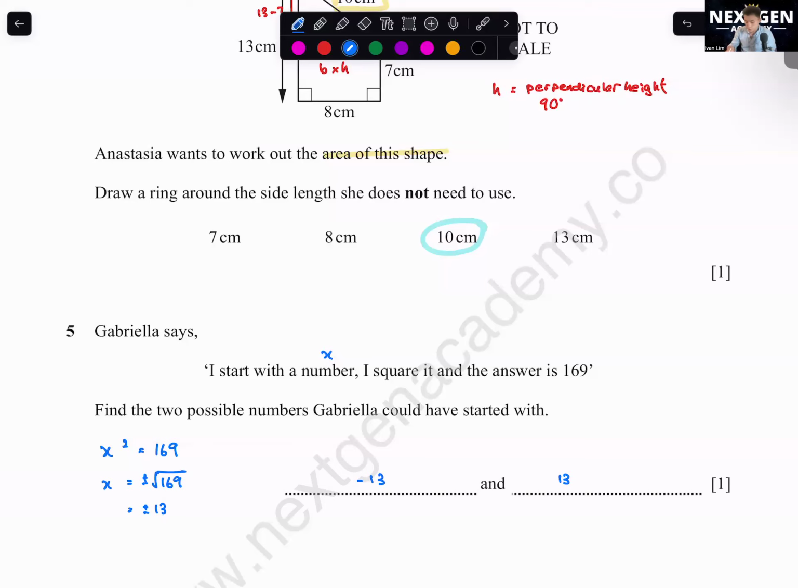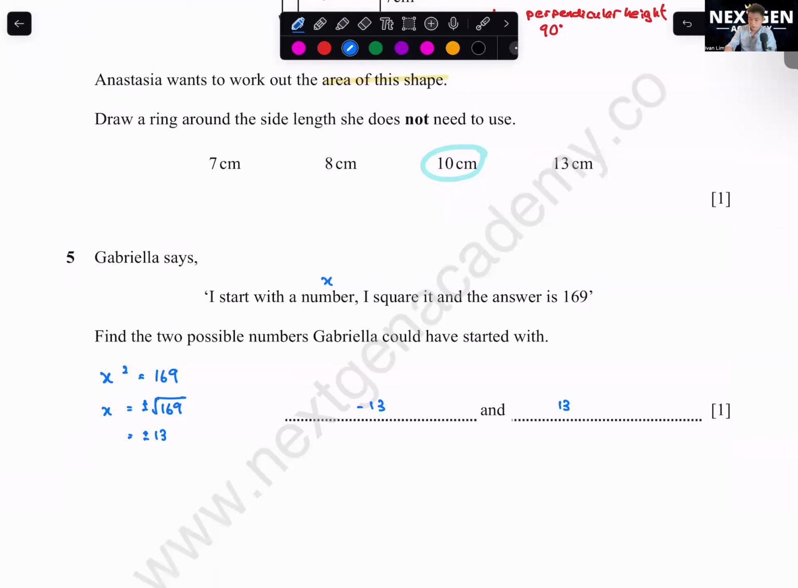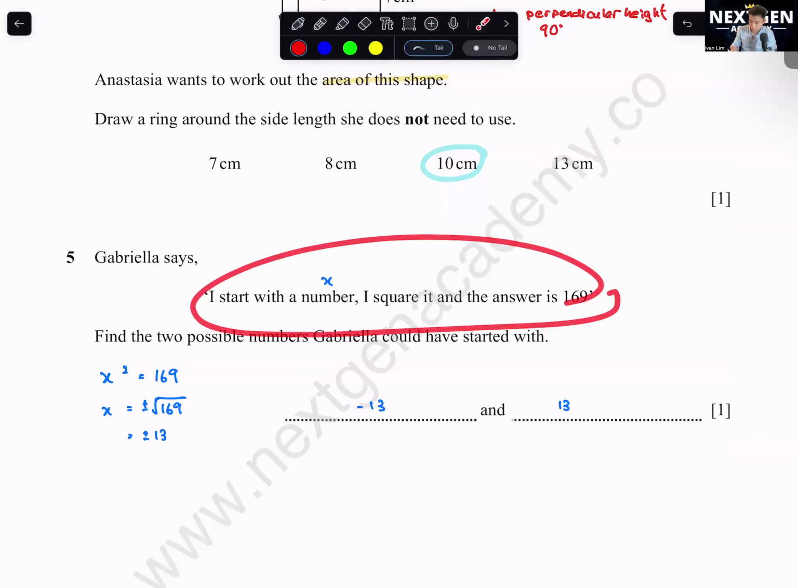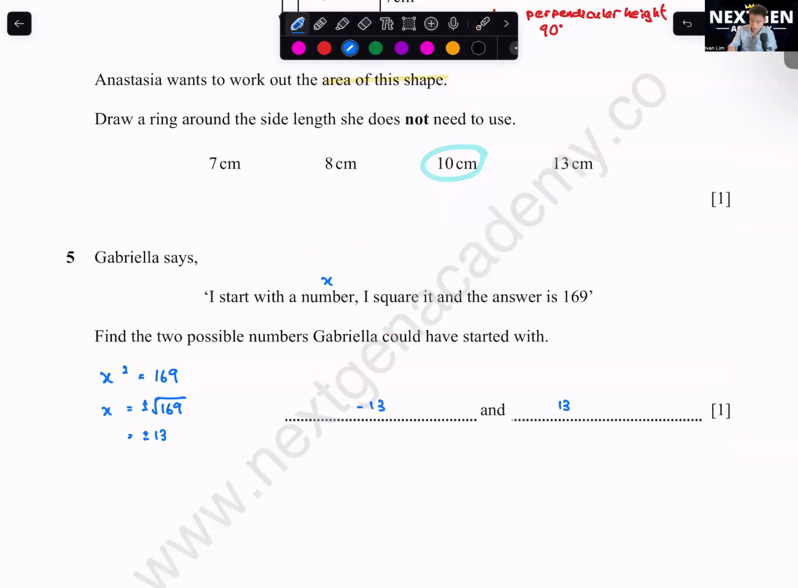Okay, what's the reasoning behind this? Let's do it in this manner. Is it negative 13 and positive 13? So we take it like that. Negative 13 squared, you have to bracket the whole thing, will be 169. 13 squared is also 169. So there are two possible values. Every time when we square, and we want to change to a square root, it's always two different values. So just remember this.